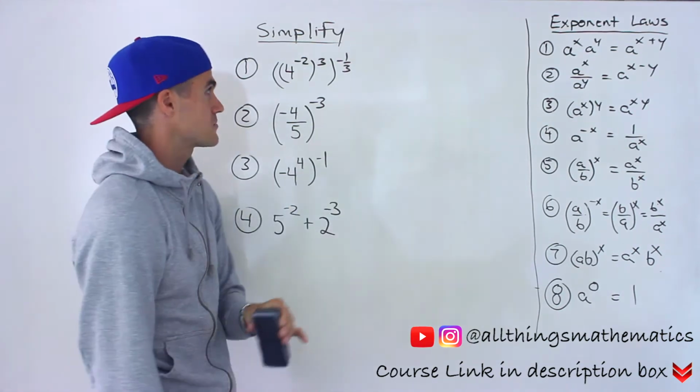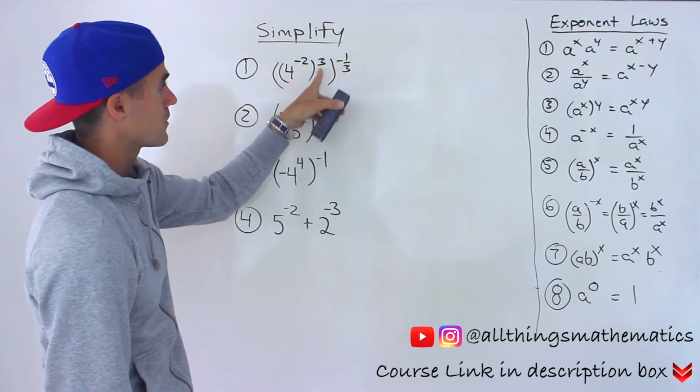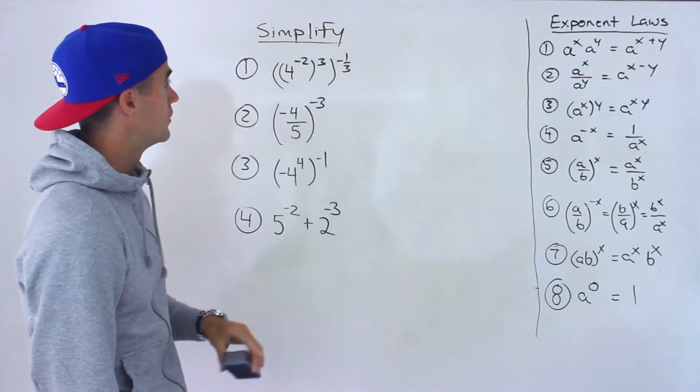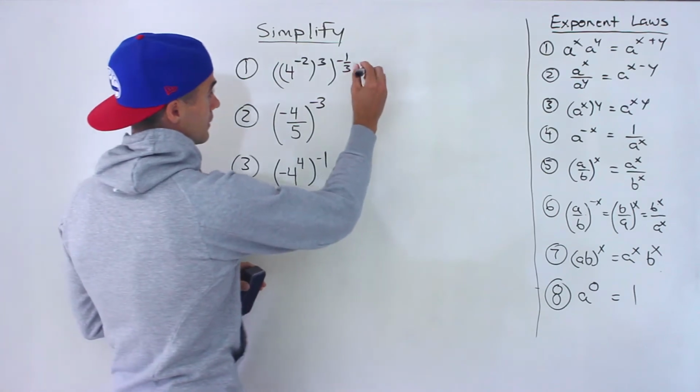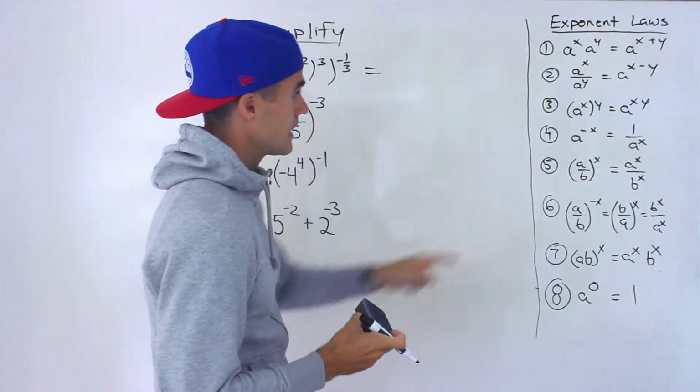Moving on to some more expressions we have to simplify, some more practice dealing with the exponent laws. So we got 4 to the negative 2, all to the power 3, all to the power of negative 1 over 3. Now here, notice that even though there's 3 terms, it's in this format.